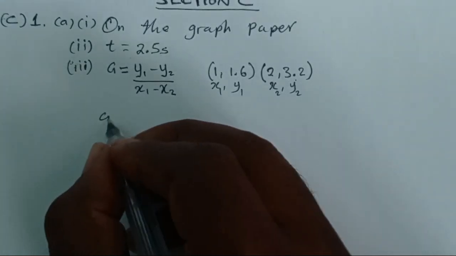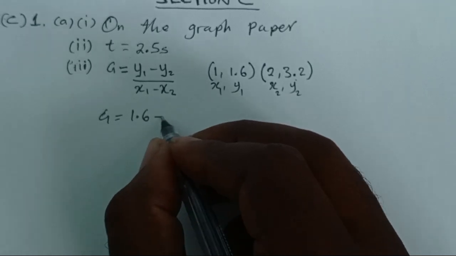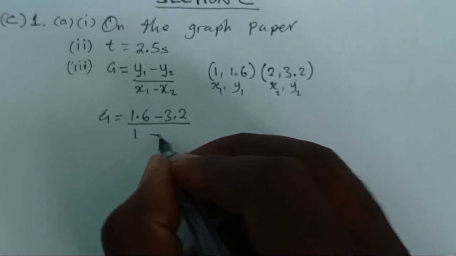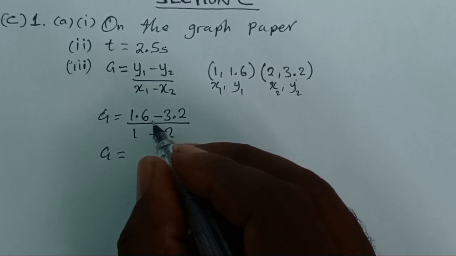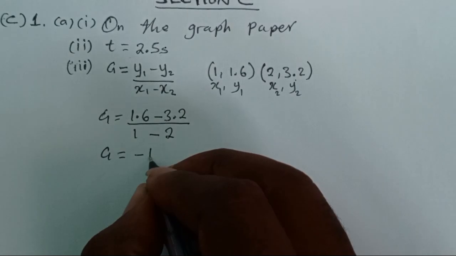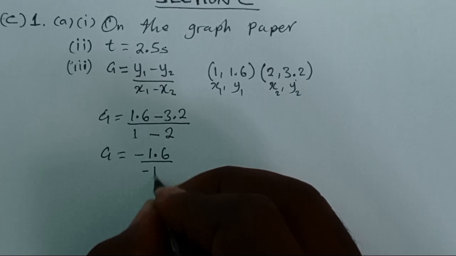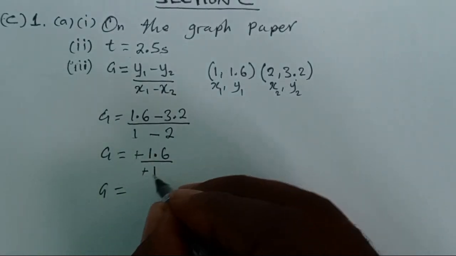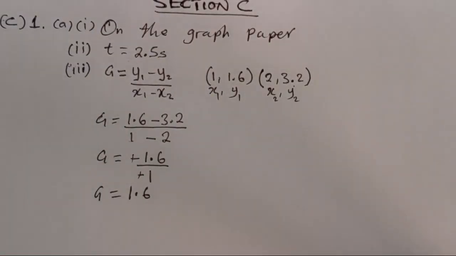So gradient is equal to y1, which is 1.6, minus y2, 3.2, divided by x1, which is 1, minus x2, which is 2. So gradient is equal to (1.6 minus 3.2), which is negative 1.6, over (1 minus 2), which is negative 1. Negative over negative is positive, so 1 into 1.6 is 1.6. There you need to include the units.